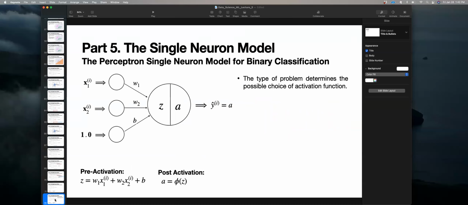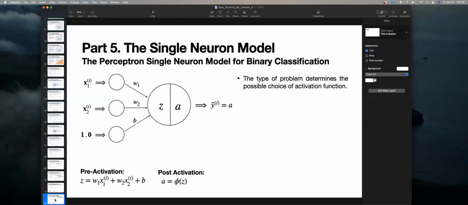So we should probably discuss what the activation function is. Depending on the problem at hand, you will have a different selection of possible activation functions to choose from. If you're trying to do a regression model, you can choose a straight linear activation function. If you're trying to do a probability output, then you would choose maybe a logistic type of activation function.